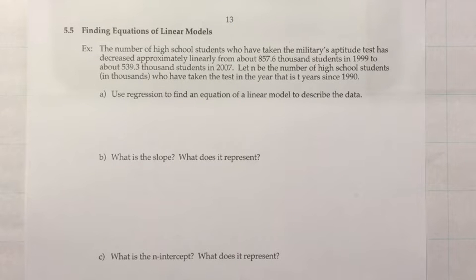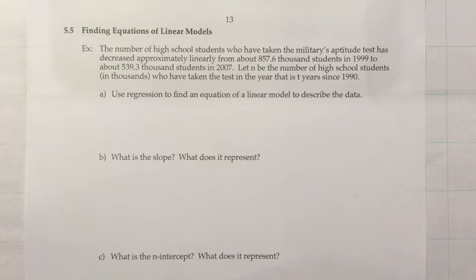Section 5.5, Finding Equations of Linear Models. In previous sections, we learned how to use linear regression to find the equation of a line from a couple of ordered pairs. We're going to continue to do that in this section, but we're also going to start applying that to applications a bit more, and we're going to start looking at situations where we have multiple data points that are not necessarily linear and see how it works there as well.